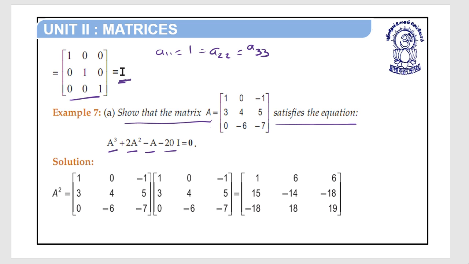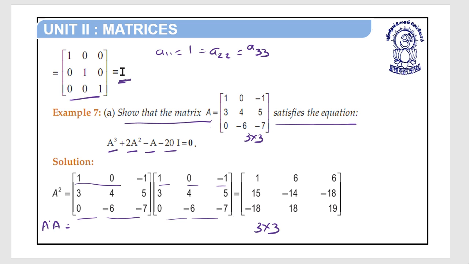A is given, so we have to find A square. A into A square means A into A. So write down the A 2 times: 1 0 minus 1, 3 4 5, 0 minus 6 minus 7. Same way, 1 0 minus 1, 3 4 5, 0 minus 6 minus 7. Take multiplication the same way. This is a 3 by 3 matrix, so the answer is in the form of a 3 by 3 matrix.